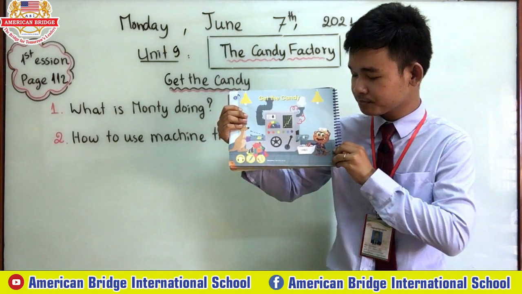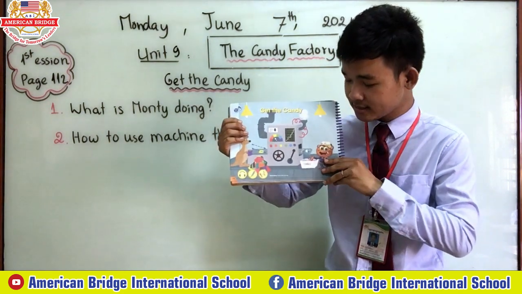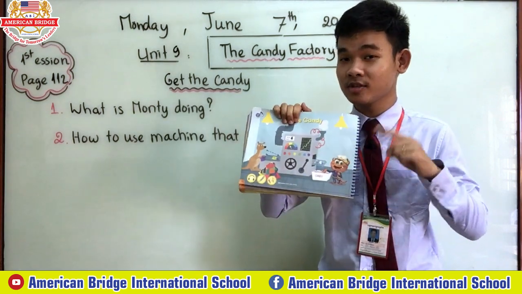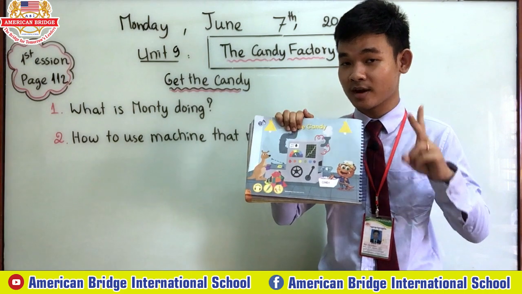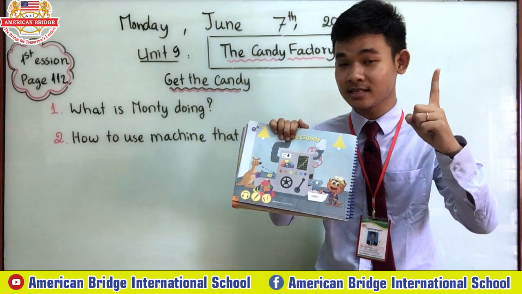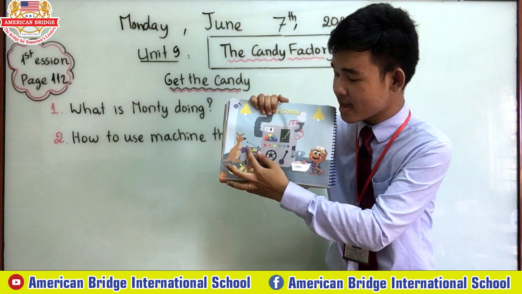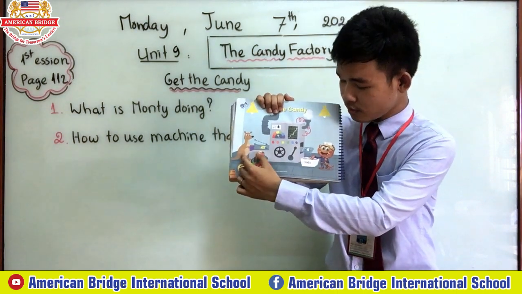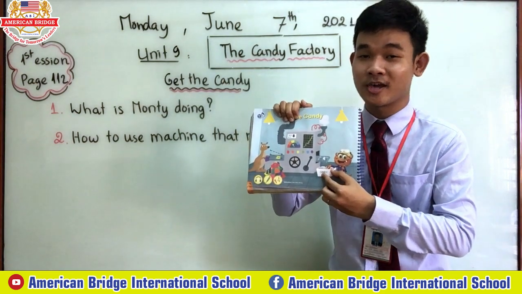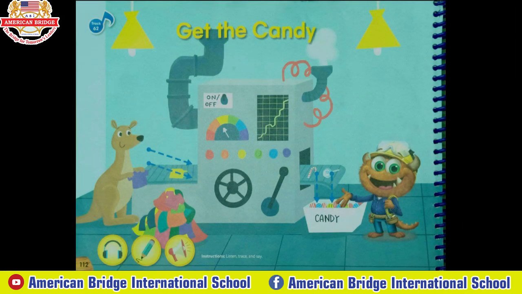Teacher will let you listen to the track, trace and say. Students, please listen to the track here and you have to trace and say. You have to do three things: first, listen, then trace and say. Trace the line here near the kangaroo and near the candy. Are you ready? Now let's start. Listen and trace.